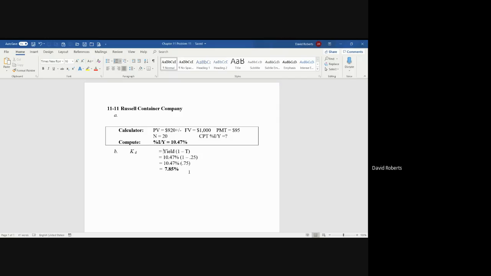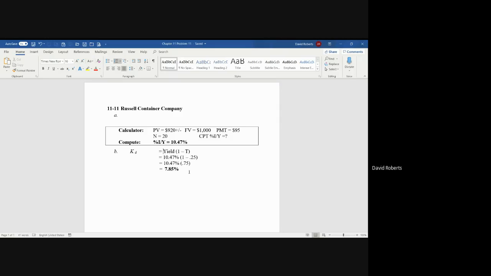Now, something we really haven't dealt with before is adjustment for taxes. As you're aware, debt has an expense of interest expense. Interest expense goes on the income statement, and anything on the income statement, any revenues or any expenses are adjusted for taxes. So it doesn't really cost the company 10.47% for debt. They get to write off 25% of it against their taxes because that's their tax rate.